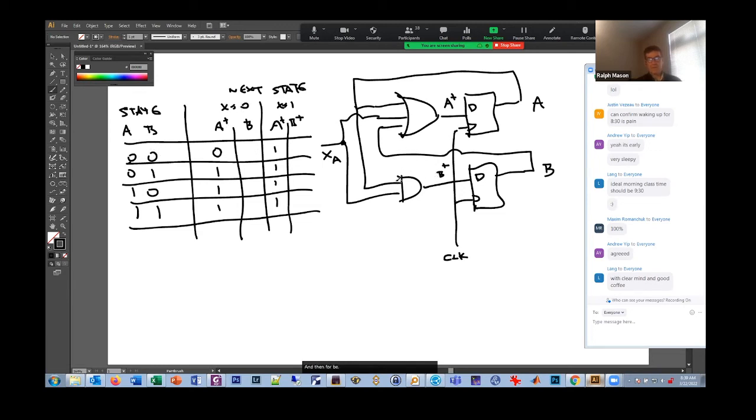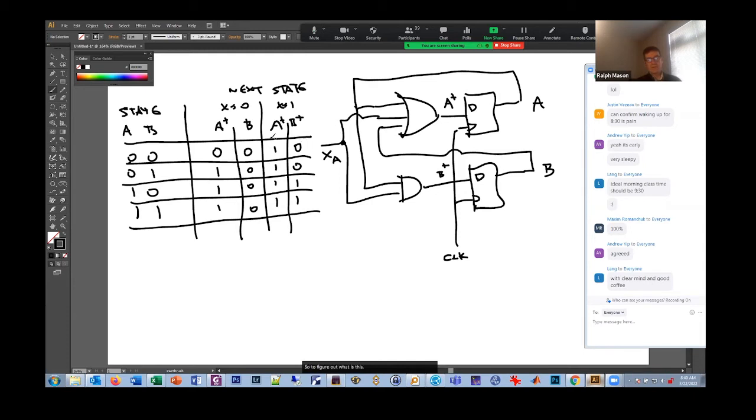And then for B plus, both X and A have to be 1 for it to be 1. So if X is 0, B plus is 0. And if X is 1, then A has to be 1; if A is 0, it's 0. So that's a 0, and that's a 0. And these two are 1, because X is 1 and A is 1. So that's the state table.